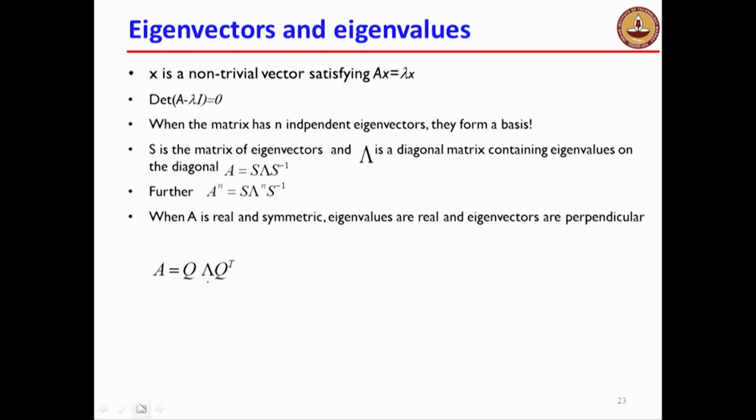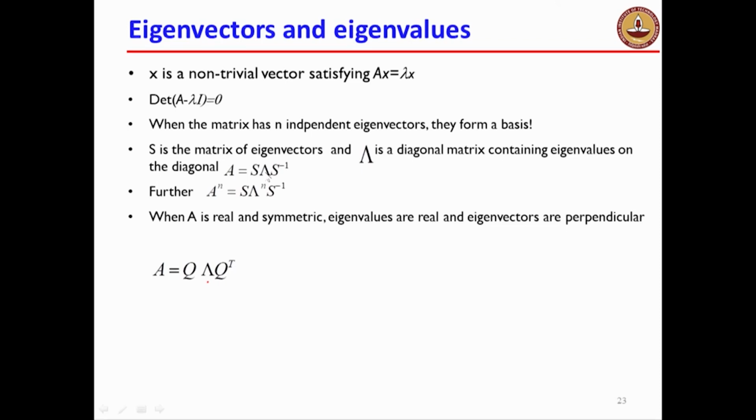We want non-trivial, very interesting solutions, interesting vectors which are immune to rotation. So Ax should be equal to lambda x, and you bring everything to the left hand side, you can show that the lambda is called an eigenvalue, x is called an eigenvector. You can get the eigenvalues by solving a polynomial equation of degree n, which is determinant of A minus lambda I equal to 0. And when the eigenvectors are independent, you can write it in this form: A equal to S lambda S inverse, where S consists of the matrix of eigenvectors. Lambda is a diagonal matrix having eigenvalues on the diagonal.